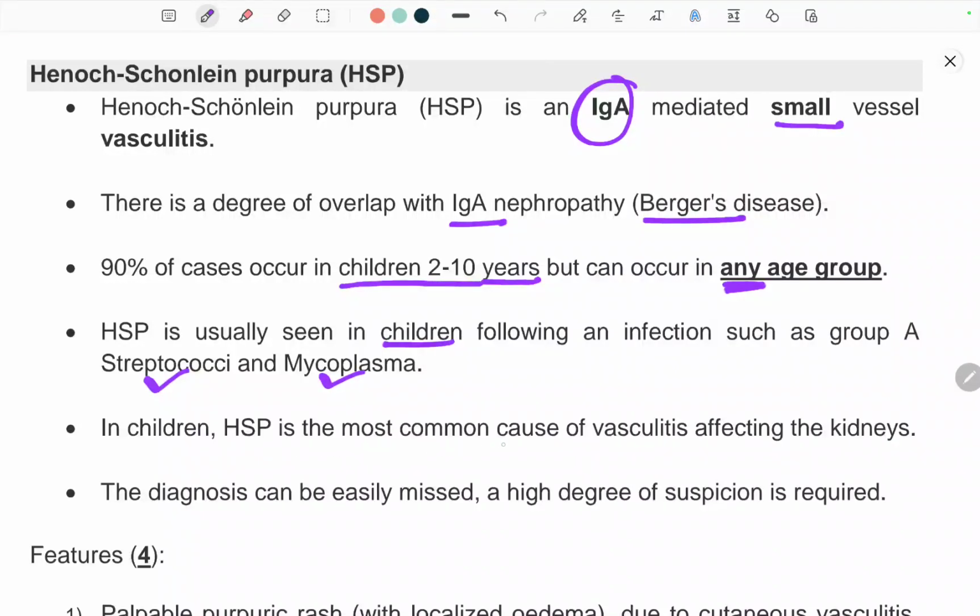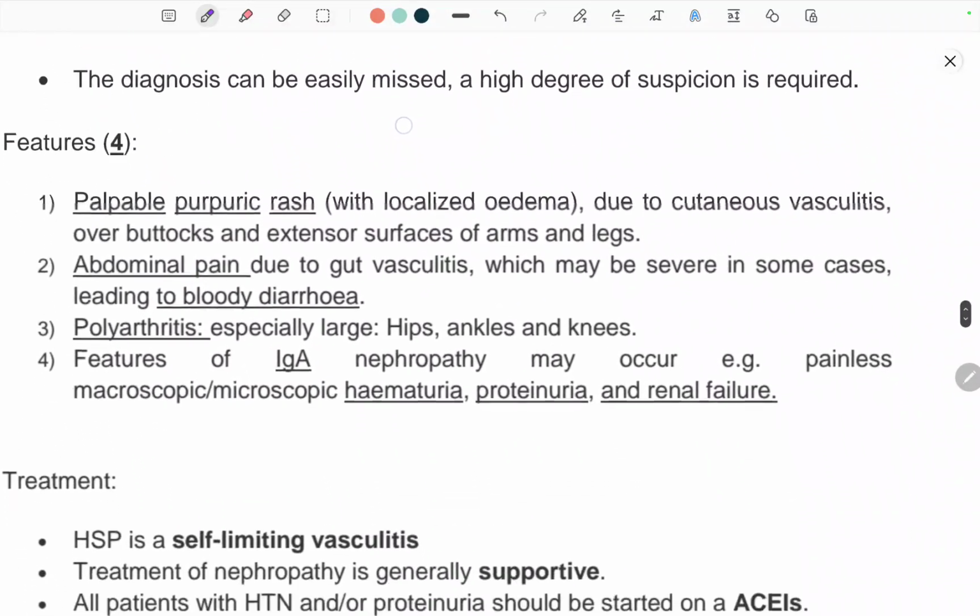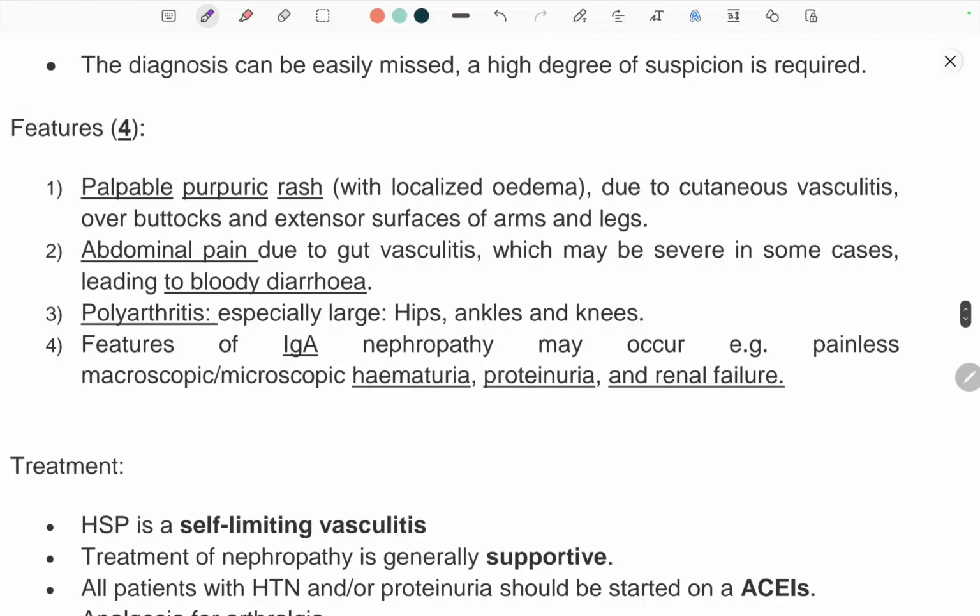In children, HSP is the most common cause of vasculitis affecting the kidney. The diagnosis can easily be missed. A high degree of suspicion is required. Now, the features include a palpable purpuric rash with localized edema due to cutaneous vasculitis over the buttocks and extensor surface of the arms and legs.